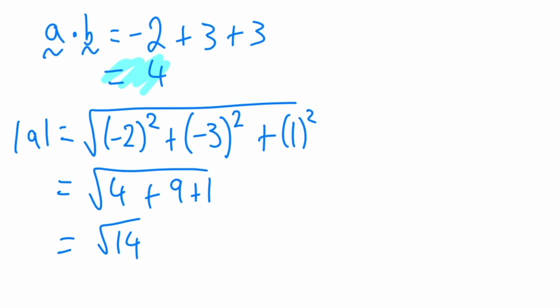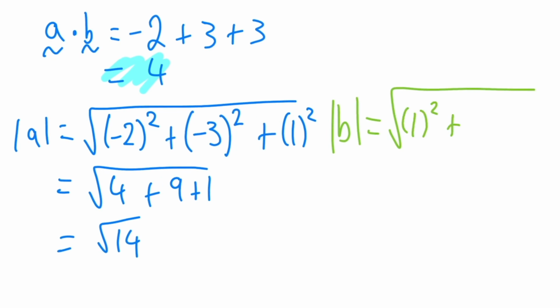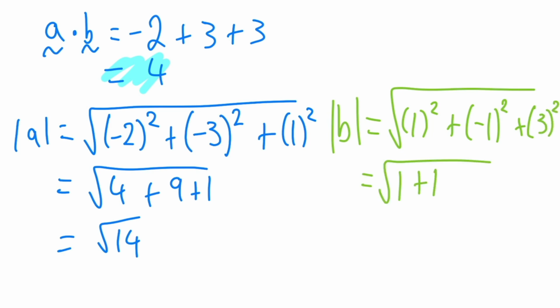Okay, now I'm going to find the magnitude of B, which again is going to be equal to the square root of my i component, which is going to be 1 squared, plus my coefficient of my j component, which is another minus 1 squared, plus my coefficient of k, which is going to be 3 squared. Well, 1 squared is just 1, negative 1 squared is just 1, and 3 squared is going to be 9, which gives me the square root of 11.